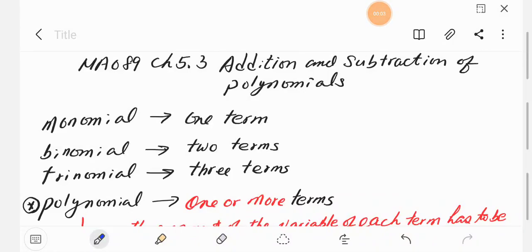MA089, Chapter 5.7, Addition and Subtraction of Polynomials. Okay, let's learn the definition of polynomials.